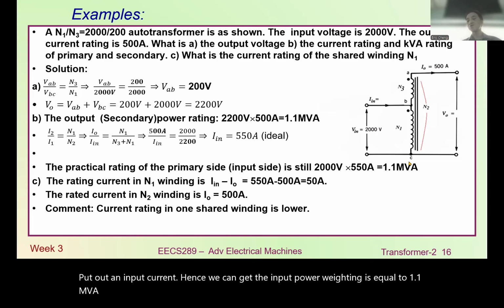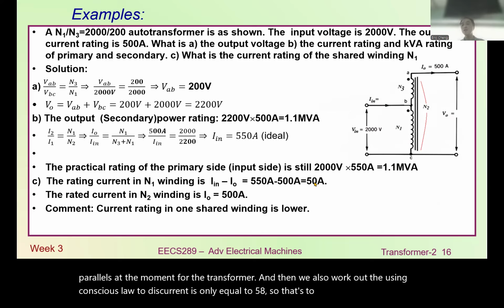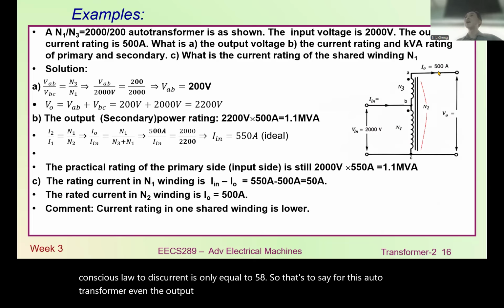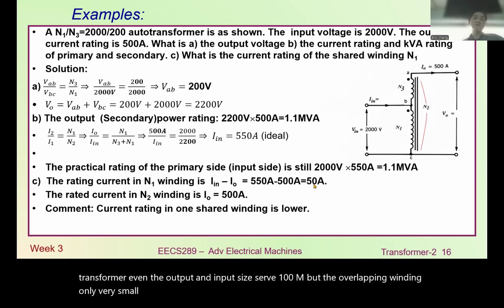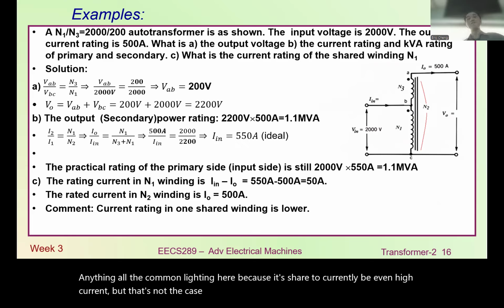Obviously these two should be equal because we assume there won't be any power loss at the moment for the transformer. And then we also work out, using Kirchhoff's law, that this current is only equal to 58. So that's to say, for this autotransformer, even though the output and input sides carry 100 amps, the overlapping winding carries only a very small current. So that's something we can see that the autotransformer is quite special. Other people may think, oh, the common winding here, because it shares two currents, may have even higher current, but that's not the case. By simple Kirchhoff's law, we know that this current is the lesser current anyway. So that's an observation we can see from here.